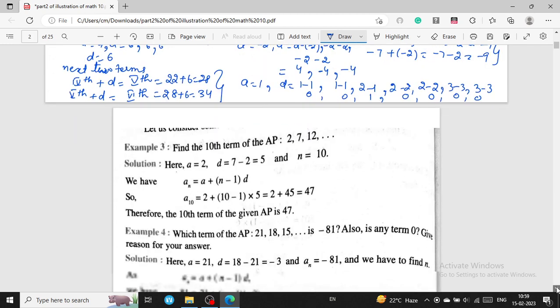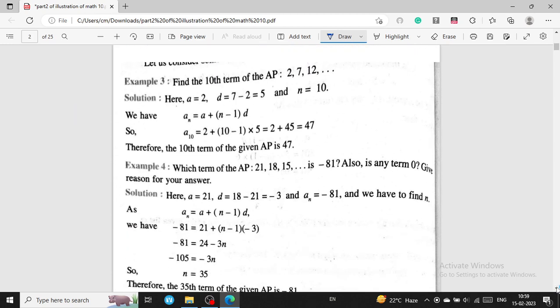Now the next illustration. In this illustration, find the 10th term. For finding the 10th term, we will use this formula: An is equal to A plus bracket start n minus 1 bracket close D. A is the first term, n is the nth term, D is the difference. Here n is given 10, A10. A is equal to 2, n is 10 minus 1.